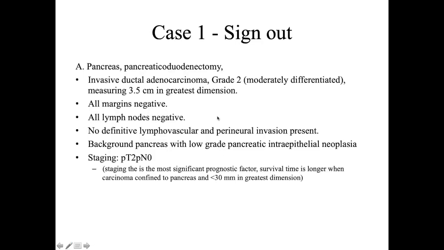Hypothetically, if this was a case that we received, we would sign this out as pancreaticoduodenectomy. It's invasive ductal carcinoma. It's a grade 2 because it's moderately differentiated, measuring 3.5 centimeters in greatest dimension. We'll comment on the margins. We'll comment on the lymph nodes.